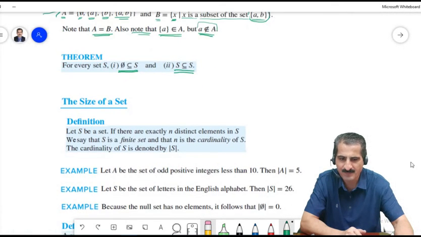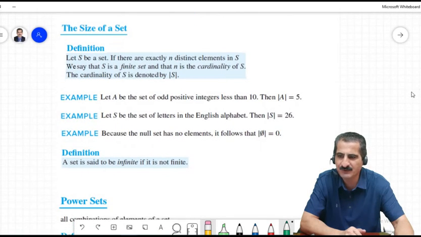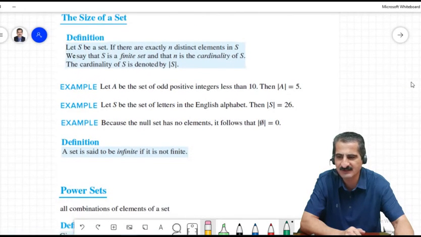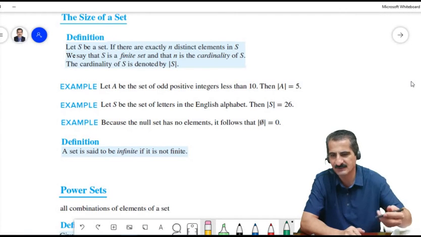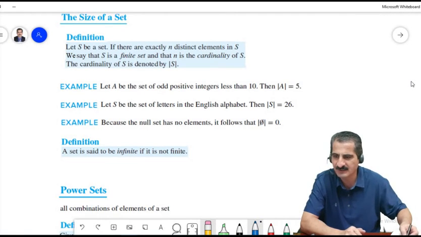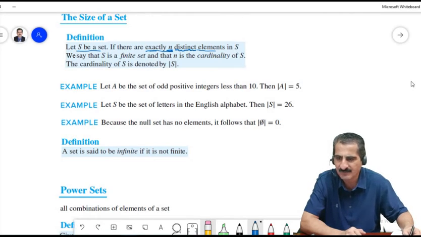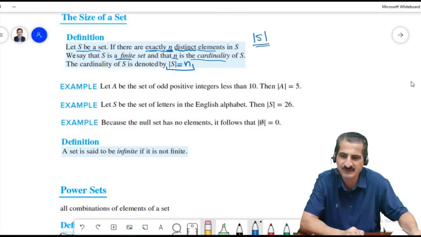Okay. Size of the set means the number of elements inside that set whenever we can count them, when it is finite. So if S is a set and it has exactly n distinct elements, so we will count the distinct elements, and then we will say this S is finite and the cardinality of S equals n, and it is denoted this way, and we will write this equals n. So this is the cardinality of S, the number of distinct elements inside S.